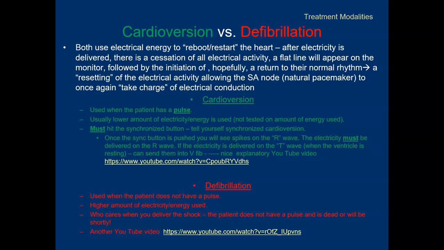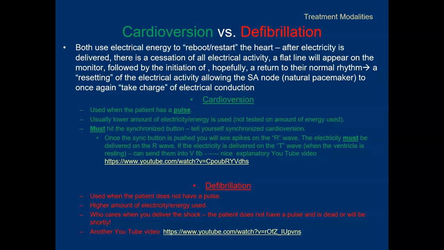Why not the Q or the S? Well, the R wave usually represents a bigger voltage, and so therefore it's easier for the machine to use that as its target. And so we want the electricity to be delivered during ventricular depolarization. We want that spike, that's the target mark that the machine is making. We want that electricity to be delivered during the R wave.